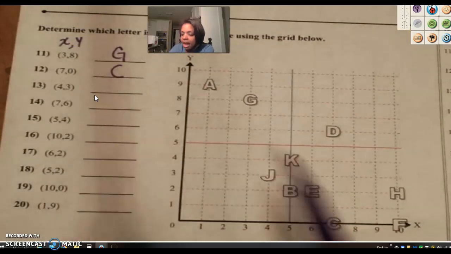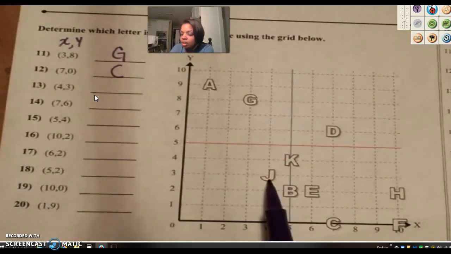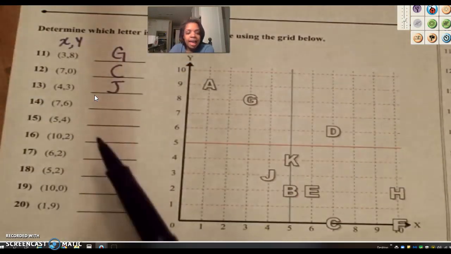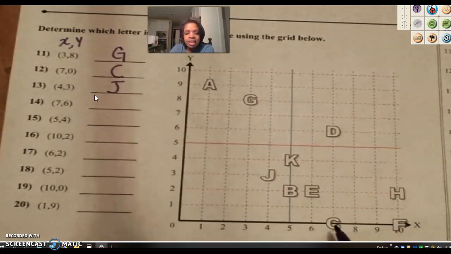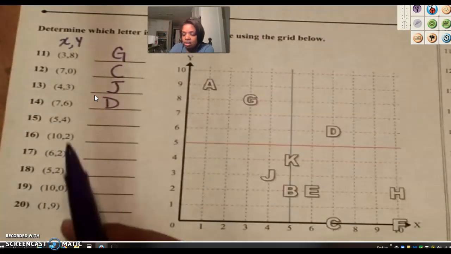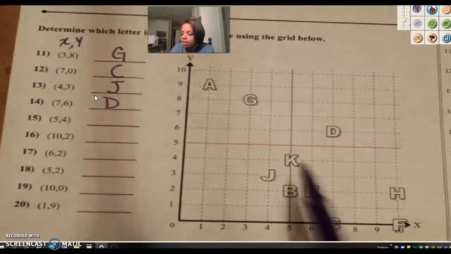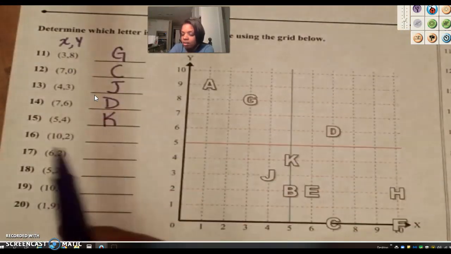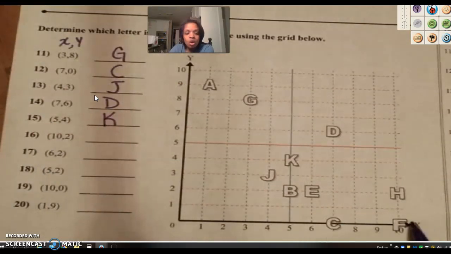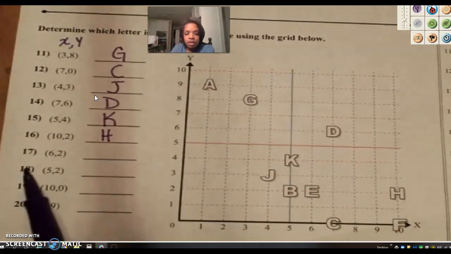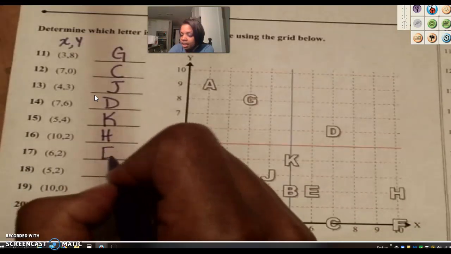For number 13, I have a 4, and then I'm supposed to go up 3, so that's the letter J. I have a 7 on the x-axis, and then up 6, so that is the letter D. For number 15, I have 5 over and 4 up, so that would be the letter K. For number 16, I have 10 over and 2 up, that would be the letter H. For number 17, I have 6 over and 2 up, that would be the letter E.